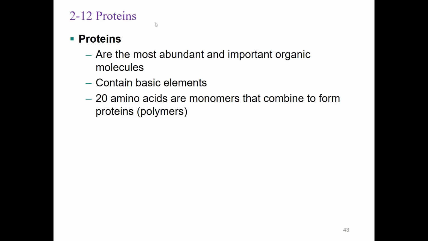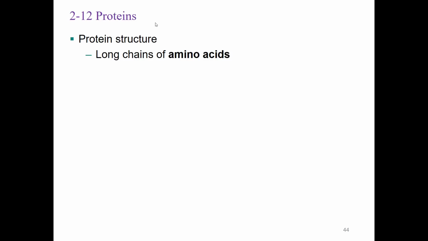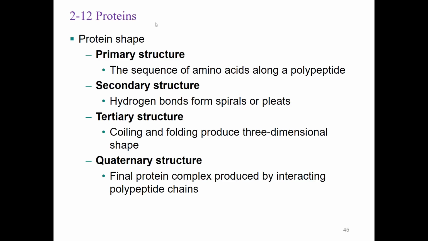Proteins are the most abundant and important organic molecules. They contain basic elements, and they're made up of individual amino acids joined by peptide bonds to form proteins. So proteins are long chains of amino acids, again, joined by peptide bonds, and there are four main protein shapes. So proteins can come in different shapes, and these shapes are really important to the function of the proteins.